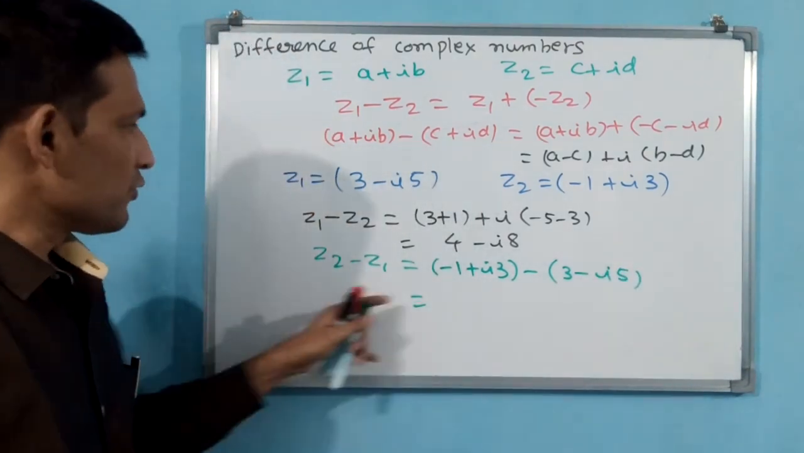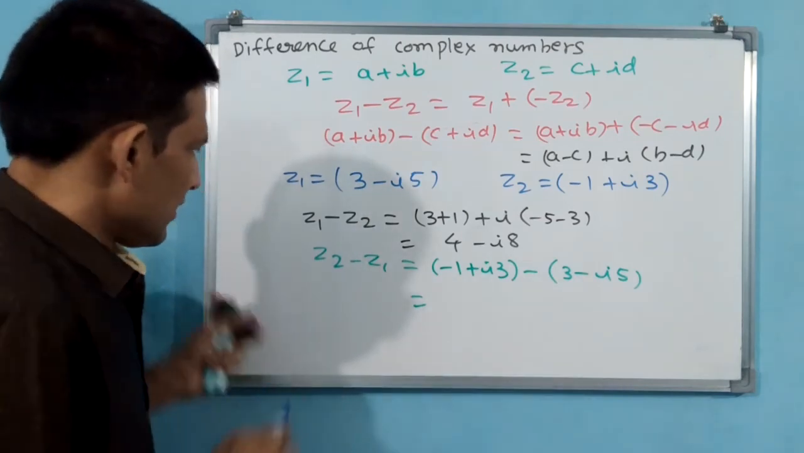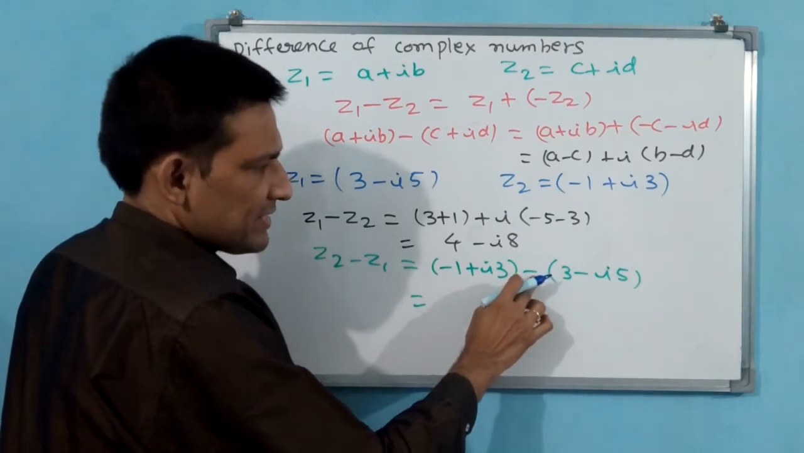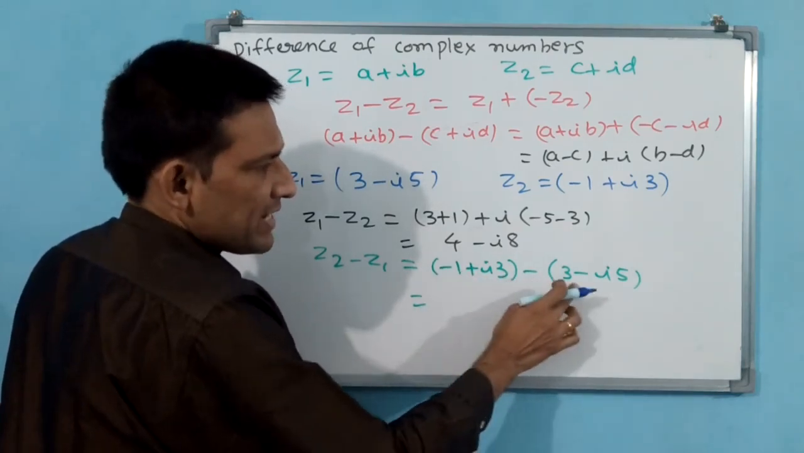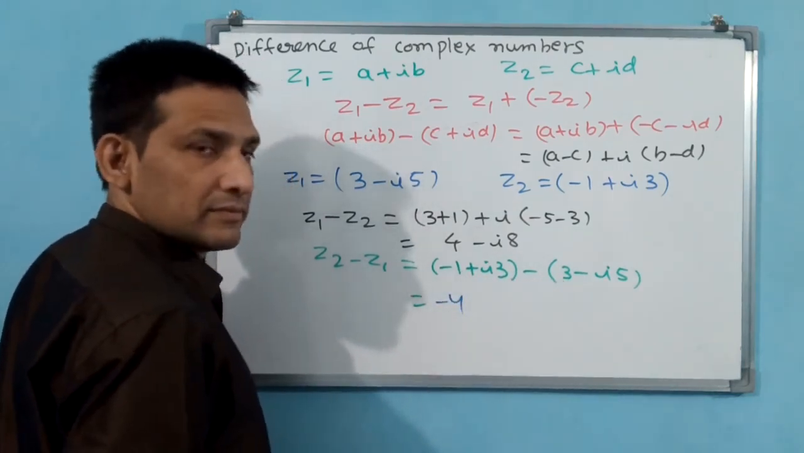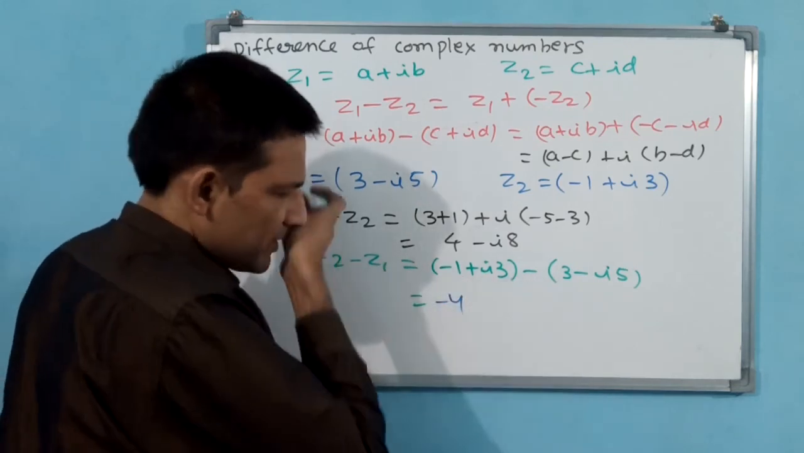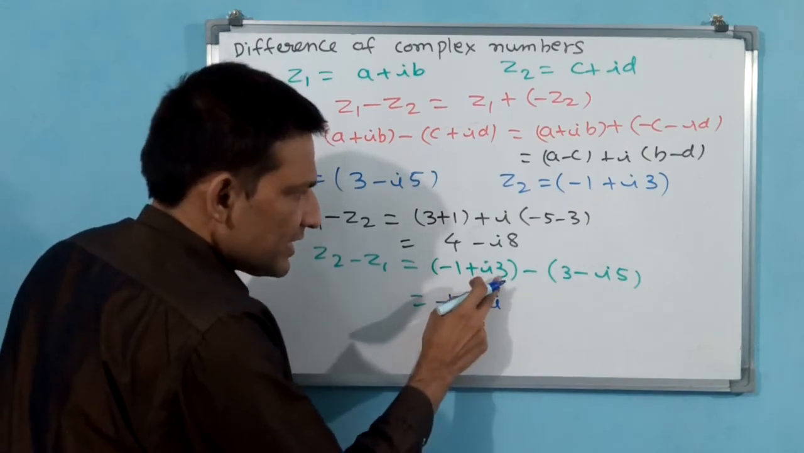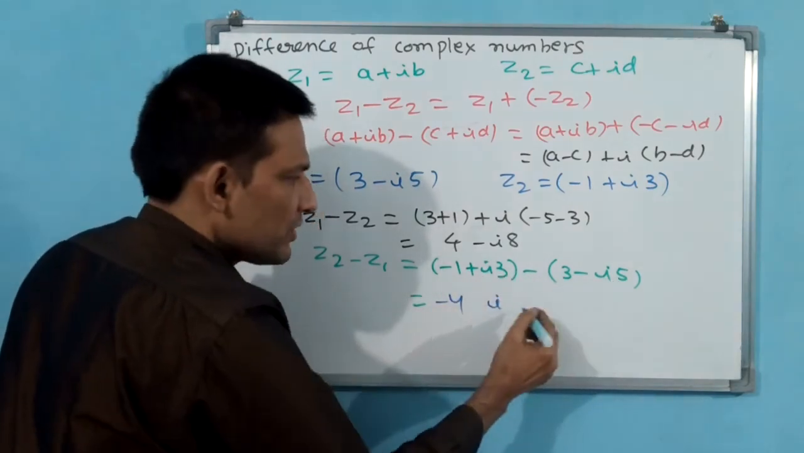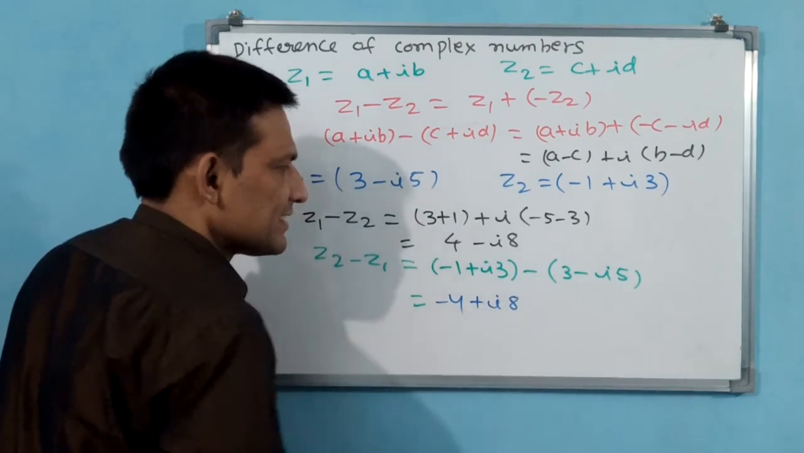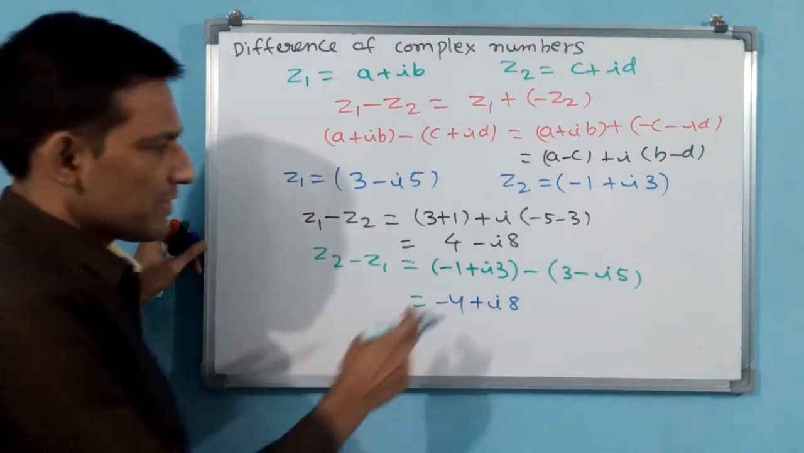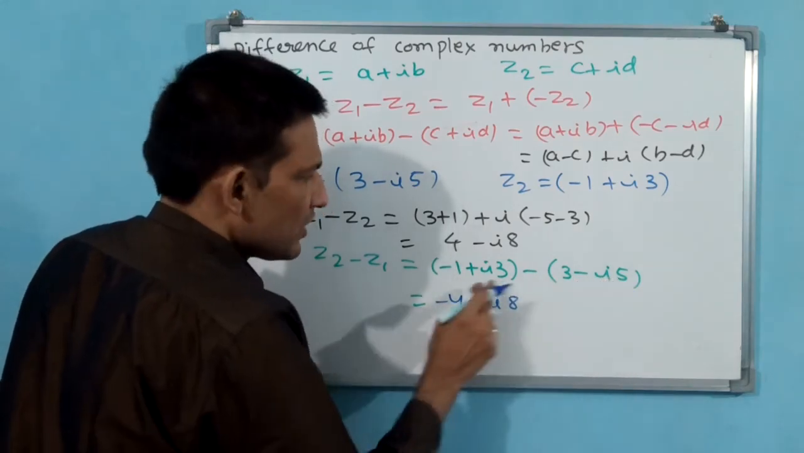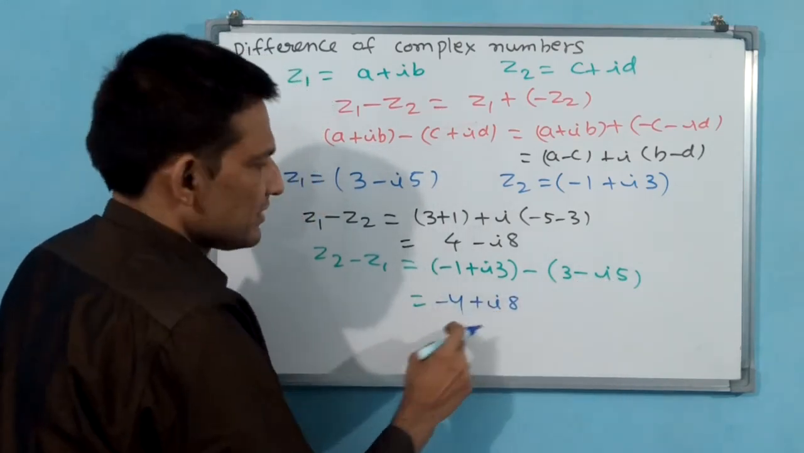You see, this is Z2, this is Z1. Now the minus symbol is there. Minus 1 minus 3, minus 4. Plus I, you write I only. 3 minus of minus 5 is plus 5, so 3 plus 5, 8. Plus 8.